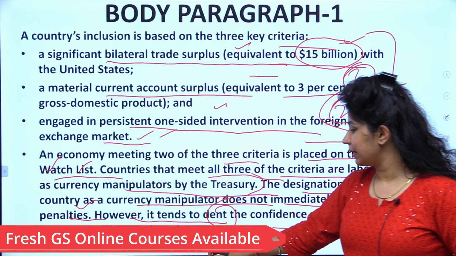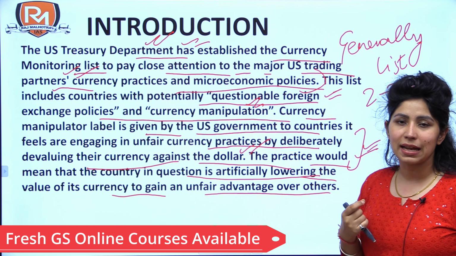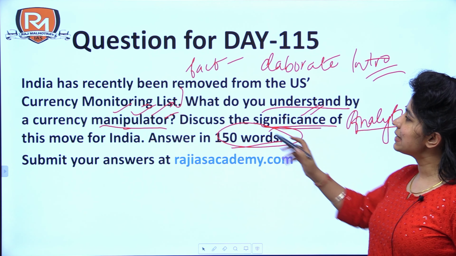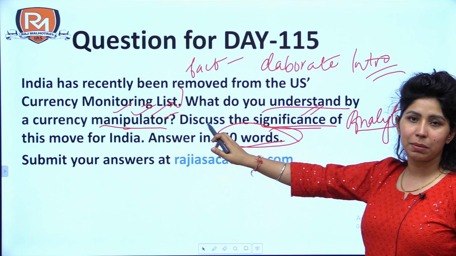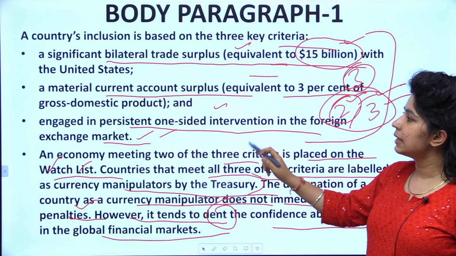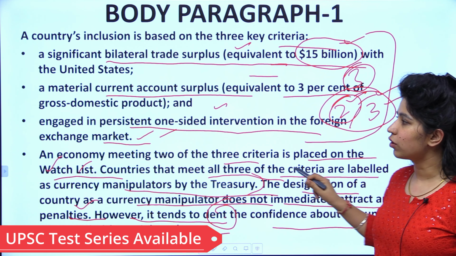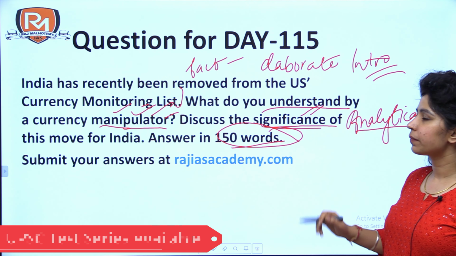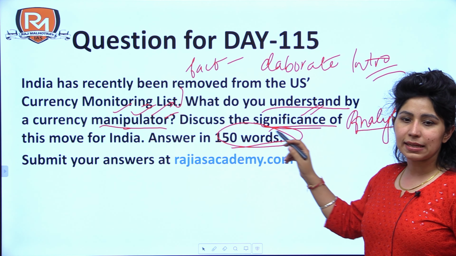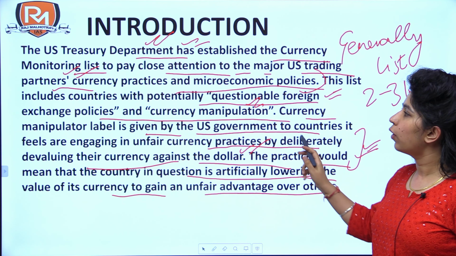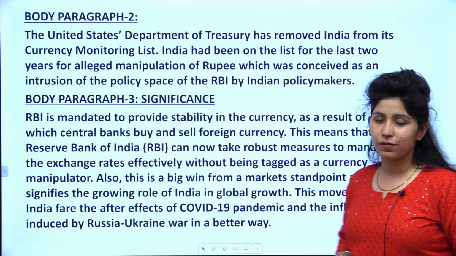So, this part explains what a currency manipulator is, what this list is, the US currency monitoring list, how it operates, and what a currency manipulator is. So, your conceptual part is clear here. Now, talking about the second part: discuss the significance of this move for India. What can be the significance of this move for India?